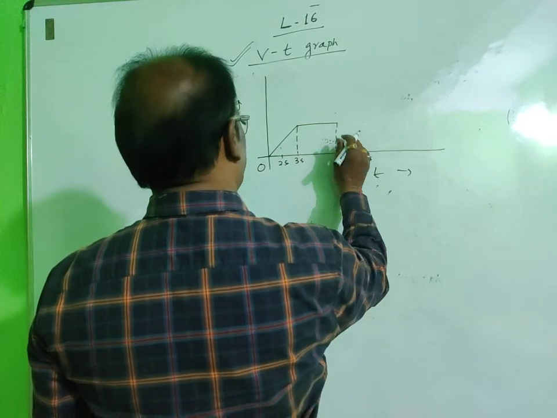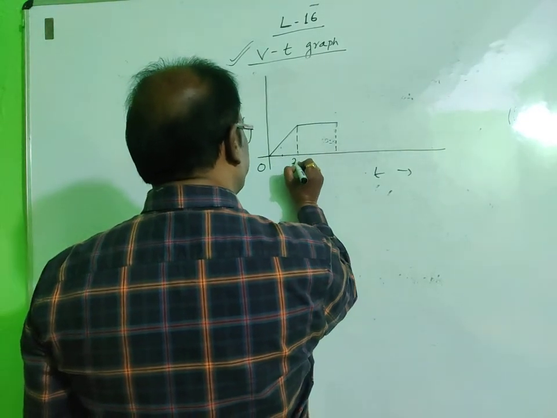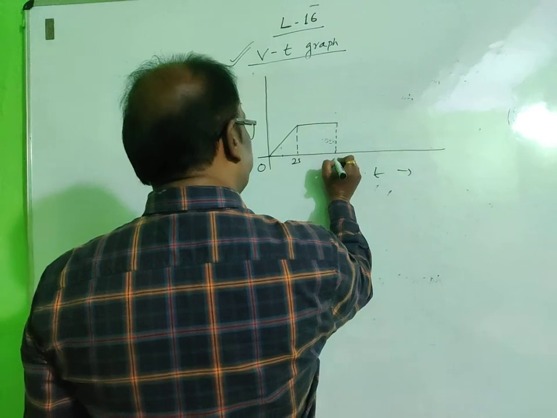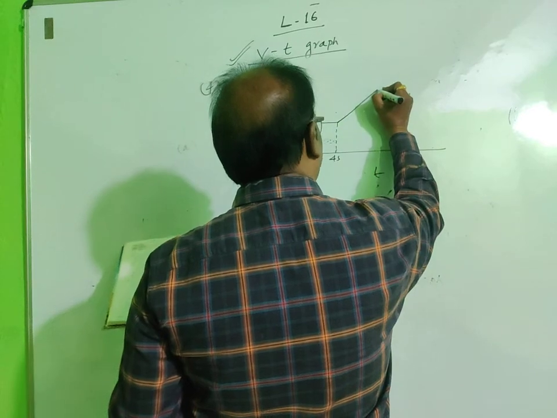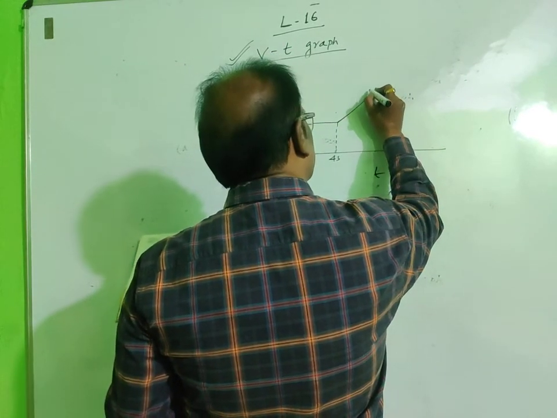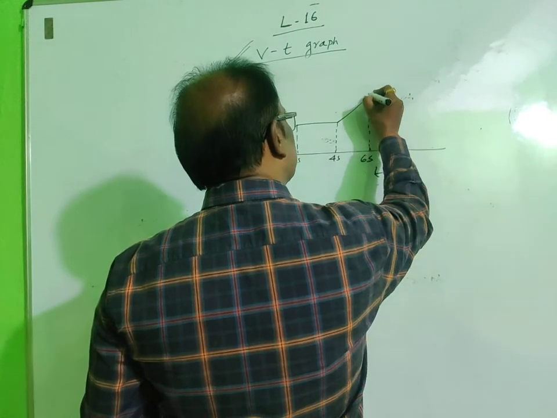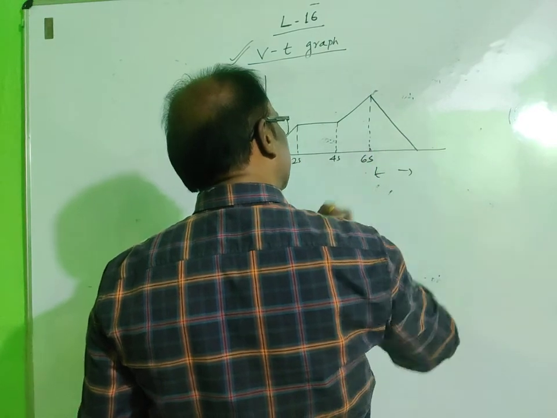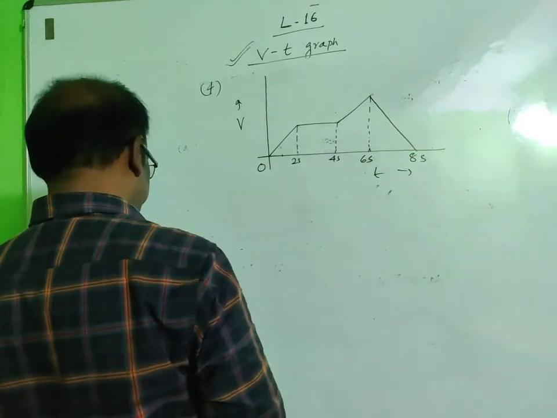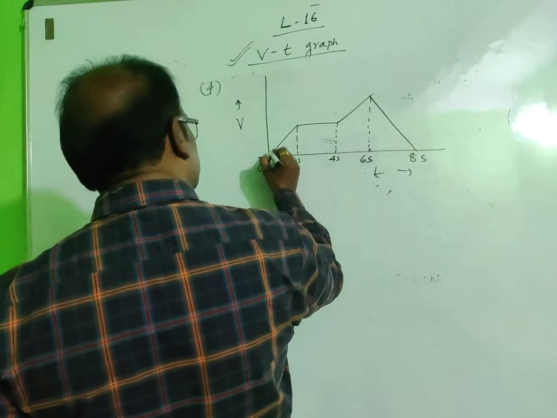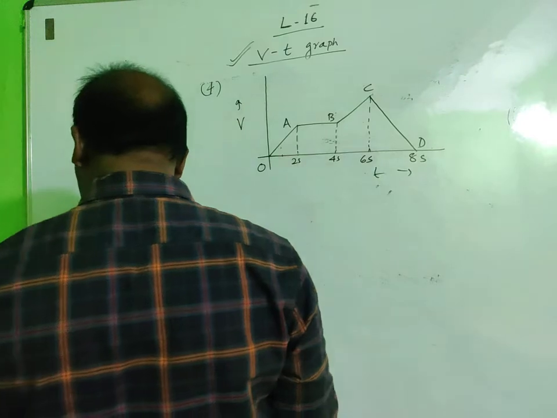This is 2 seconds. This time is 4 seconds. Then again a straight line. Then this time is 6 seconds, and finally the slope is negative. This time is 8 seconds. Fine. This is the origin, this is A, this is B, this is C, this is D. Okay. Then what is asked?